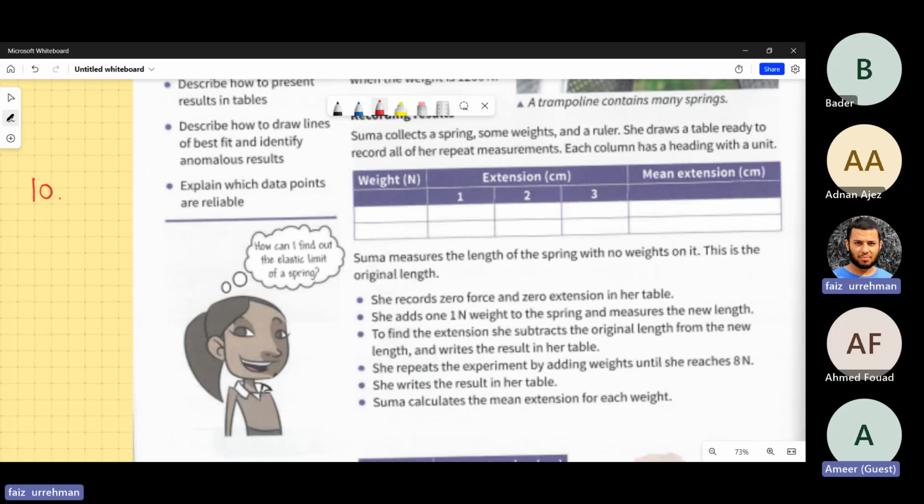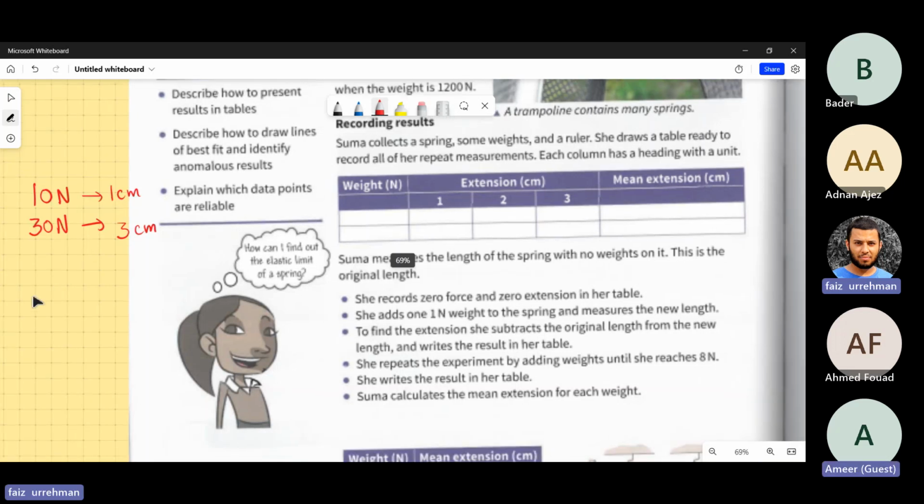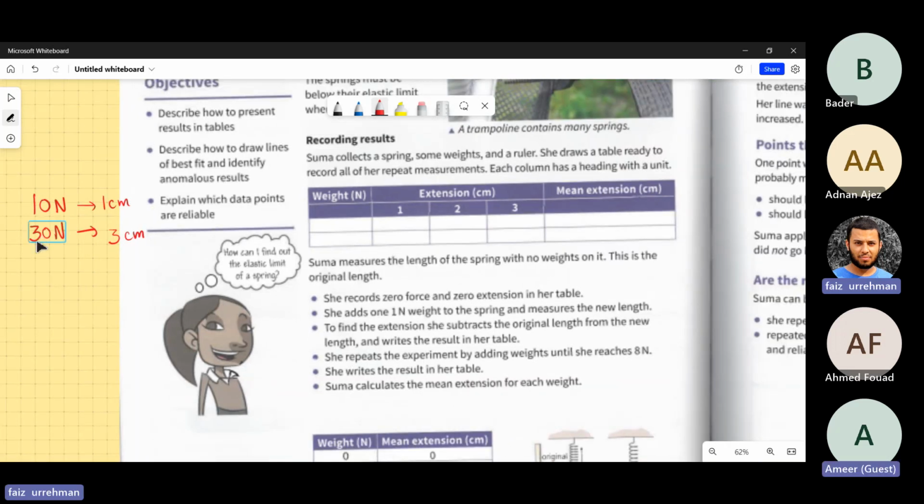For example, you apply 10 Newton force and you see 1 centimeter extension. So if you apply 30 Newton force, how much will be the extension in the body? 3. Okay, 3 times. So this is how Hooke's law works.